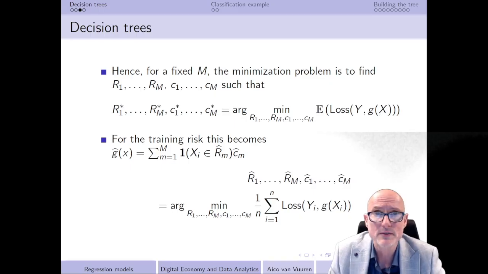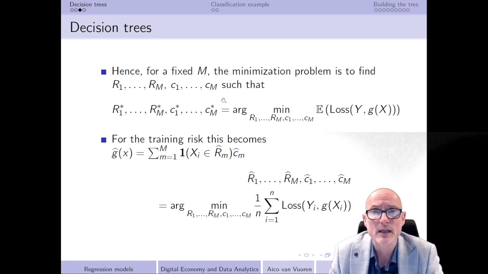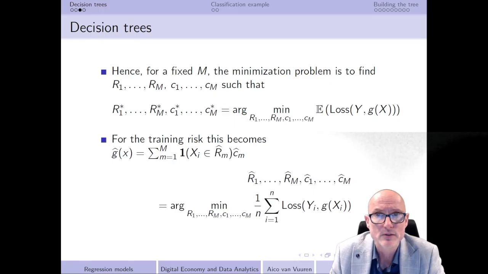So that implies that theoretically, if we would have known this loss function that we have over here, what we need to do is to simply minimize over all the potential subspaces as well as the potential C's, and calculate these things, and that will then define our trees. Take into account that this cannot be done. This is only theoretically an interesting thing to do, and the reason is that, as usual, this risk function is not known to us.